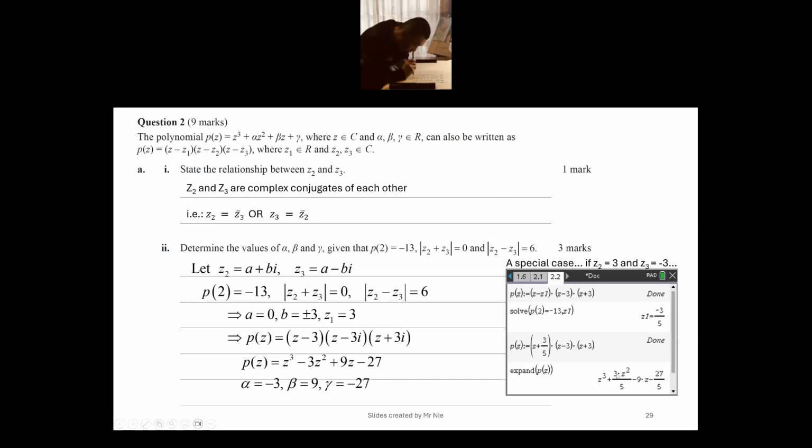And this case was marked accordingly. But that was not required, I think, for the 3 marks. So if you are able to get this chunk of work, then you were not expected to get the 3 solutions here.